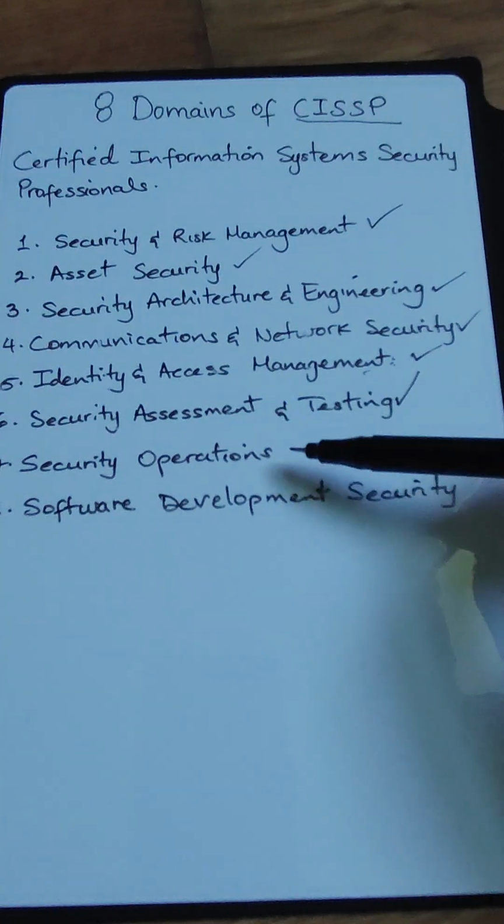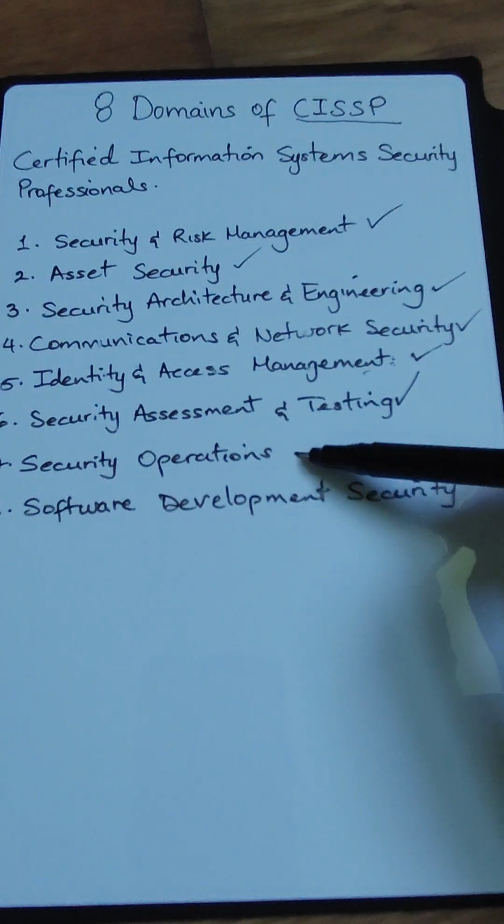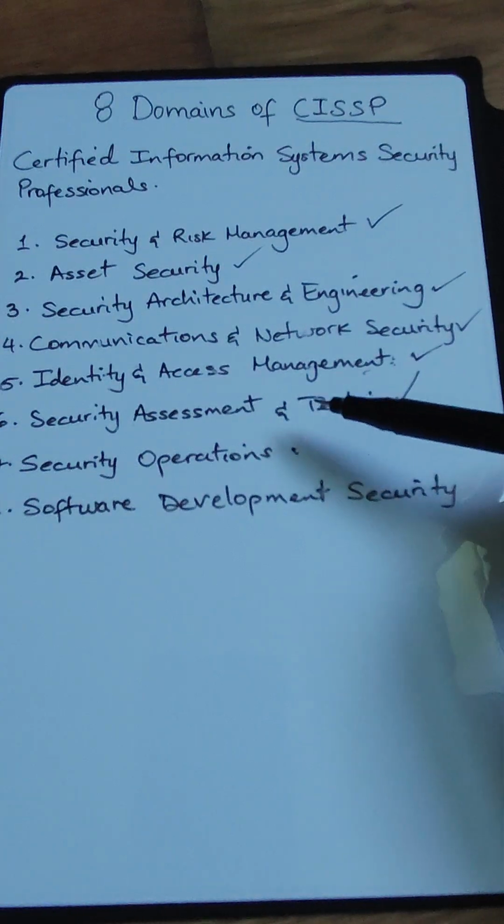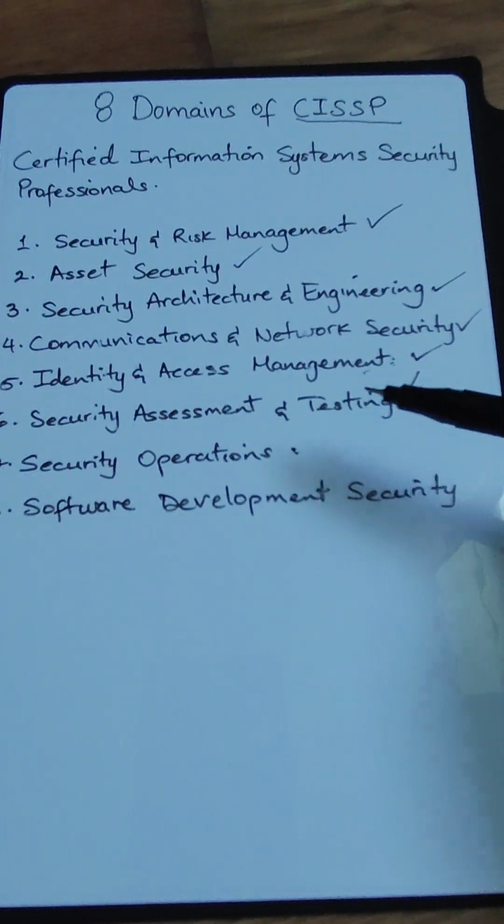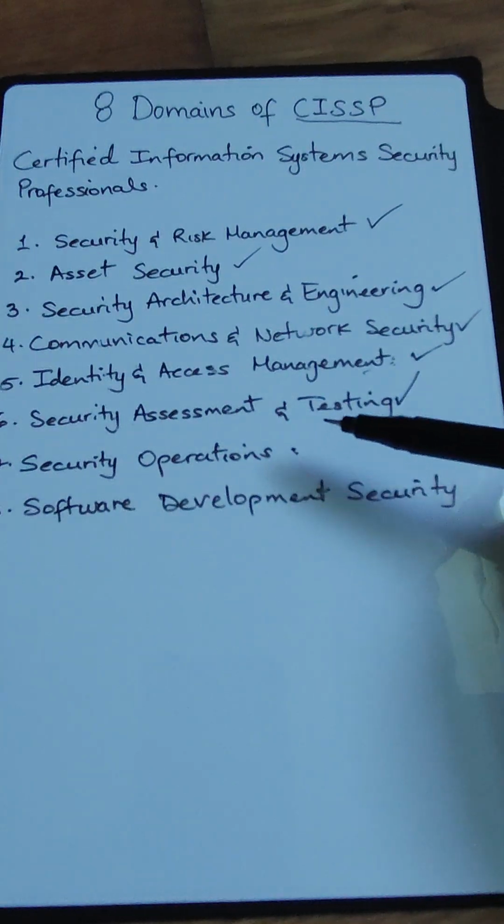Now let's talk about the 7th domain, which is security operations. Security operations means conducting investigations and implementing preventative measures. So what measures are we going to put in place in order to prevent threats to data or different data breaches, cyber attacks, etc. So this is where it would fall in.